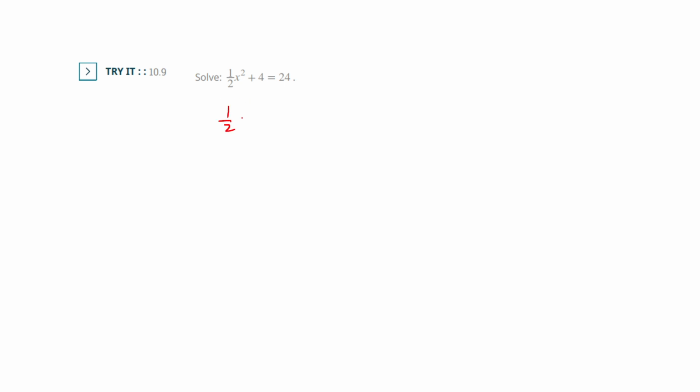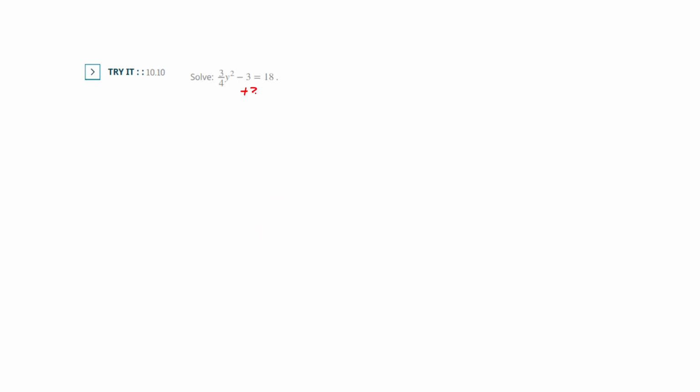We're going to send the 4 to the other side, and we get 20. Now, you can divide by 1/2. It's keep, change, flip, but the other way is to think of it as I'm going to multiply both sides by 2/1. So we've got x squared is 40. Now we square root both sides. You can break this down if you want to see it, but that's what you'll get.